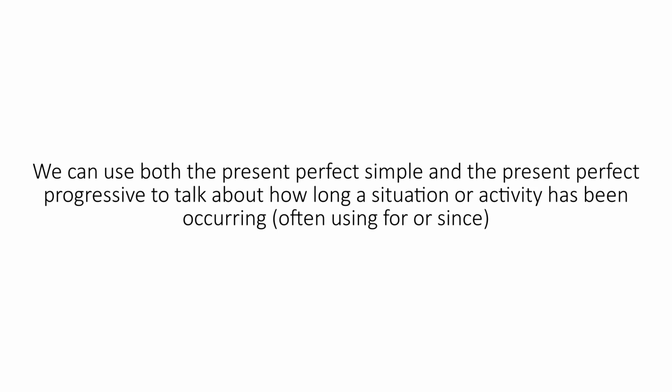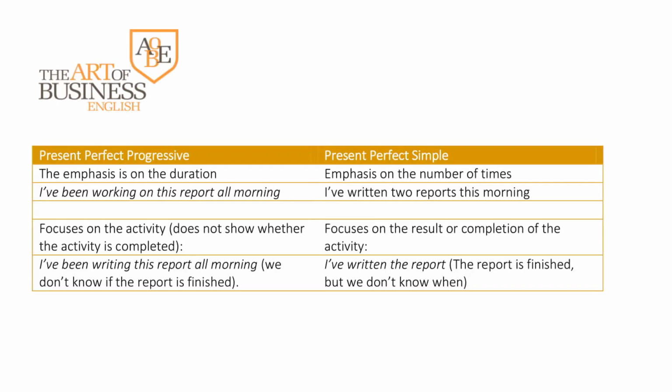So let's look at the difference between the present perfect simple and the present perfect progressive. Basically, the present perfect progressive is used to emphasize the duration of activities. So, for example, I've been working on this report all morning.